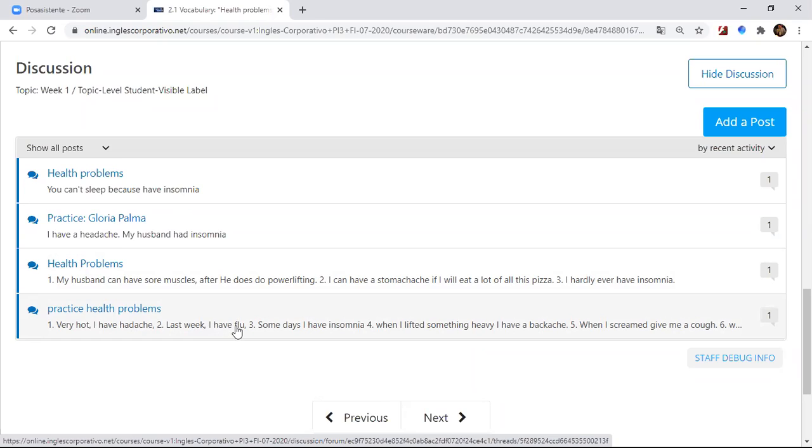So I had the flu, right? Some days I have insomnia. When I lift something heavy, I have a backache. In my case, the water bottle is a problem when I lift it. This is in present, right? Because it's when I lift, eliminate the D here. And finally, when I scream, it gives me a cough. Again, in present, right? Scream, eliminate the ED. When I scream, I get a cough or it causes me a cough, etc., right?